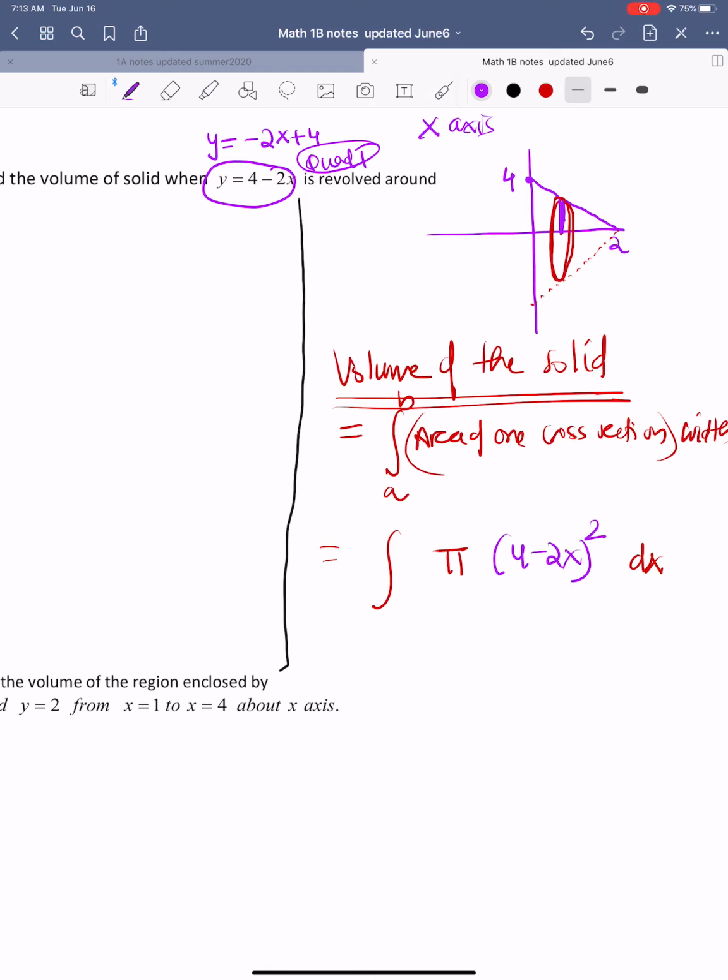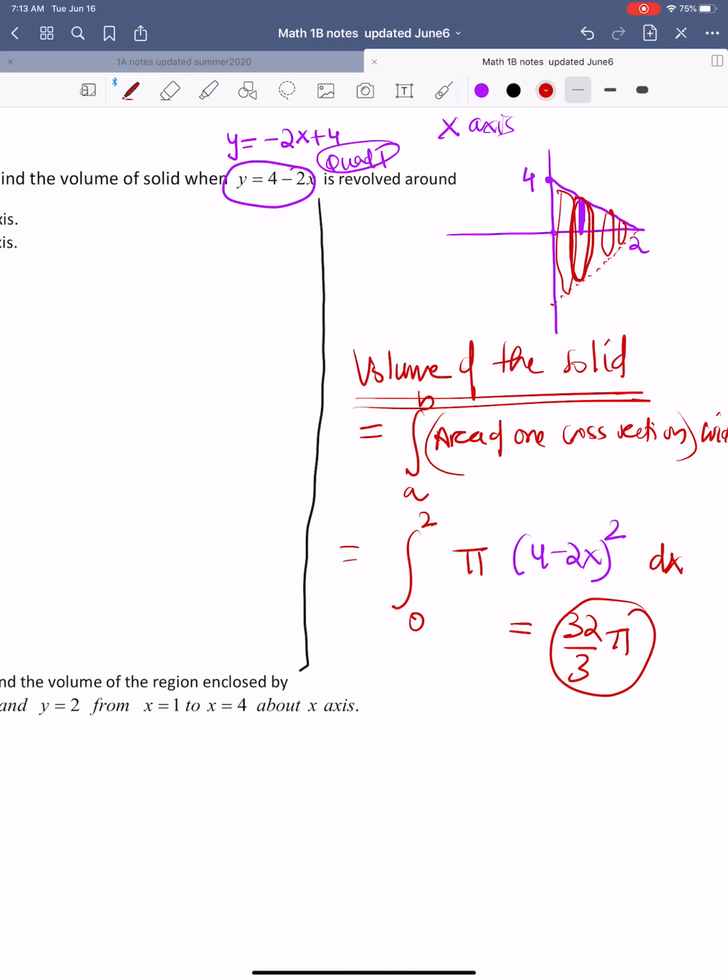And where do the discs start? They start at 0 and they go all the way up to 2. Okay, so my bounds of integration will be from 0 to 2. Now, go ahead and evaluate this integral. It is going to come out to be 32 divided by 3 pi. Okay, that's just evaluating the definite integral.